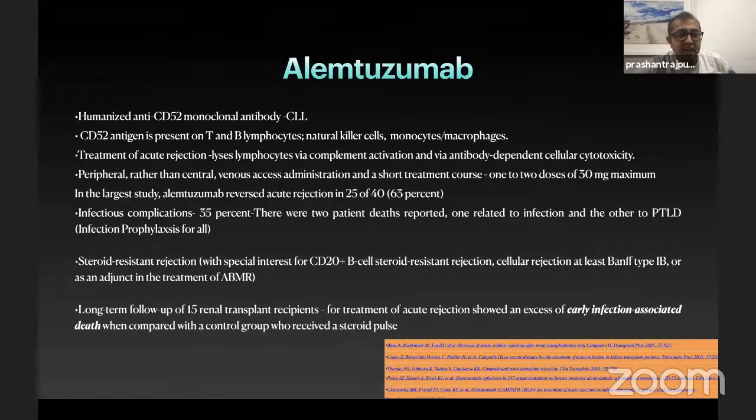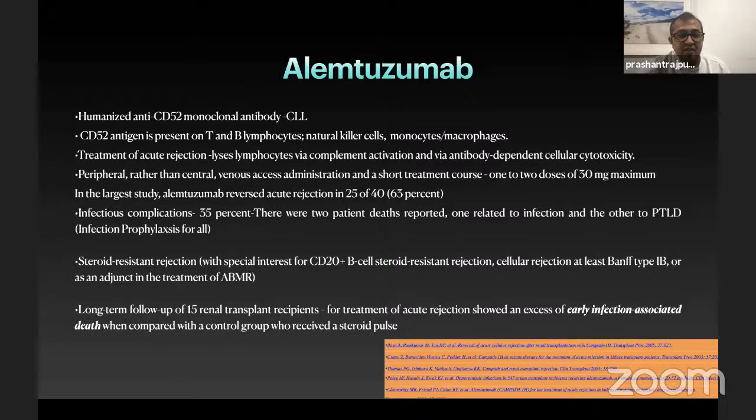Alemtuzumab is a humanized anti-CD52 monoclonal antibody approved for CLL. CD52 is expressed on T cells, B cells, natural killer cells, monocytes, and macrophages. In the treatment of acute rejection, it causes lysis of the lymphocytes via complement activation and complement-dependent cellular cytotoxicity. It can be given through a peripheral vein at a dose of 30 milligrams, 1 or 2 doses. In the largest study of alemtuzumab, you had a reversal of acute rejection in about 63% of the patients. Infectious complications and prolonged cytopenias are extremely common.